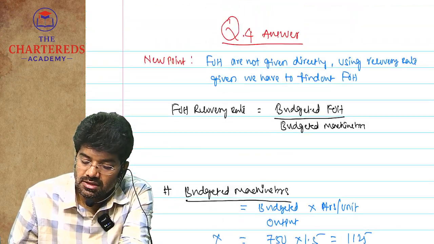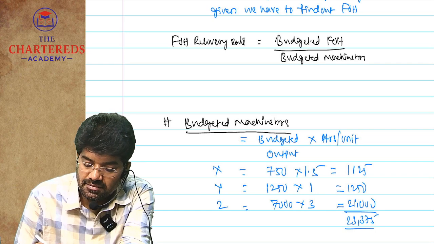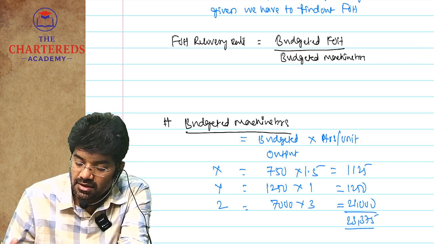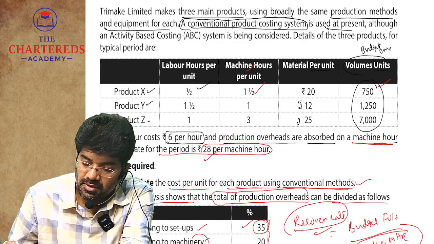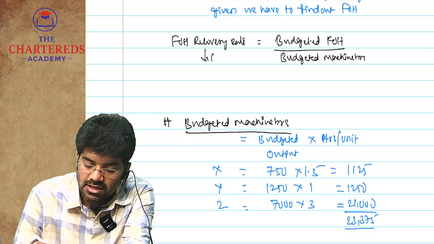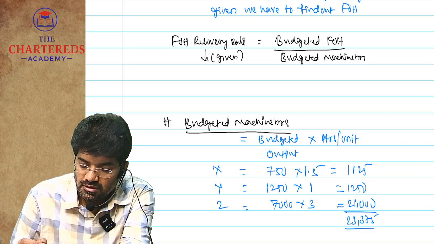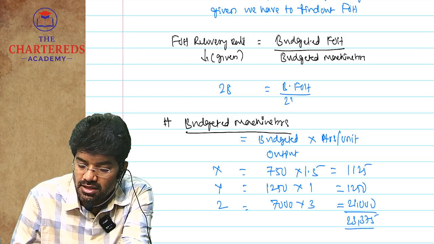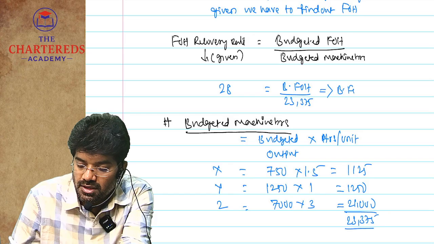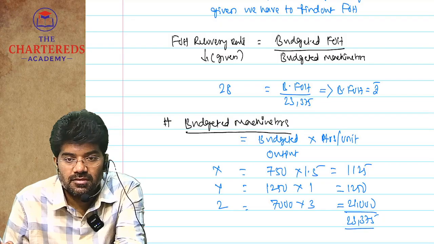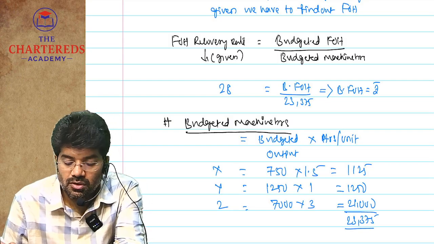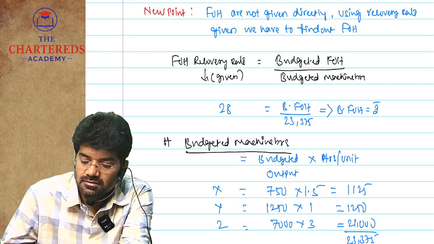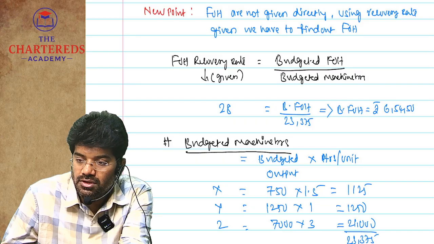Now you can substitute here. What is the rate given? 28 recovery rate, 28 rupees per machine hour. So budgeted factory overheads divided by budgeted machine hours 23,375 equals 28. Therefore, budgeted factory overheads is equal to 23,375 into 28, which is 6,54,500.